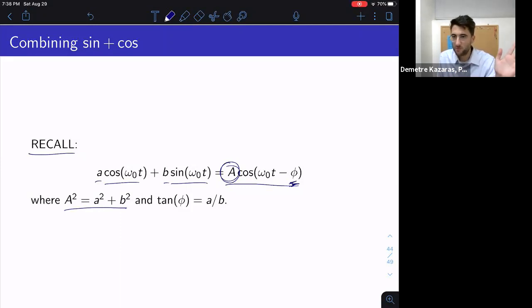Yeah, this will be advantageous to do, because it's not obvious what the maximum value of a solution would be if you write it as the sum of two trig functions, but it is obvious if you write it as a single trig function. It's obvious what the maximum and minimum values will be. It'll be A.